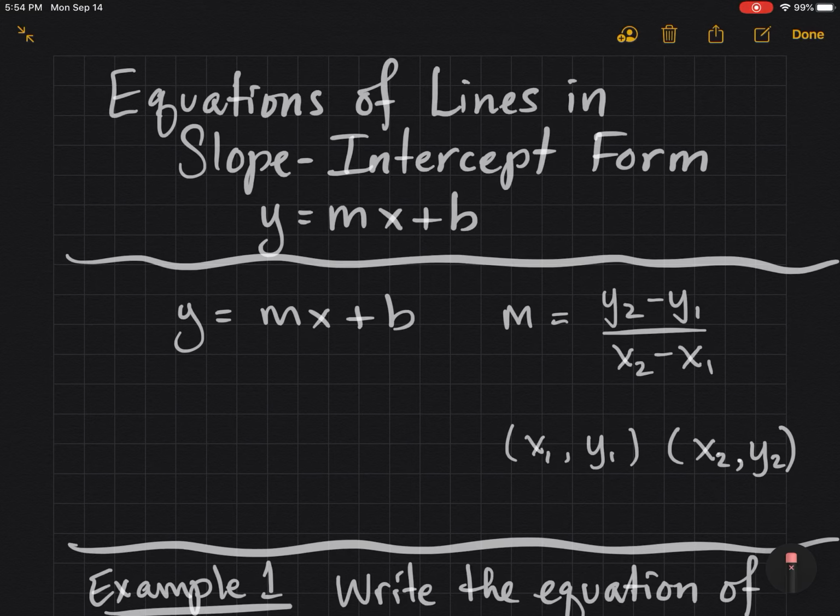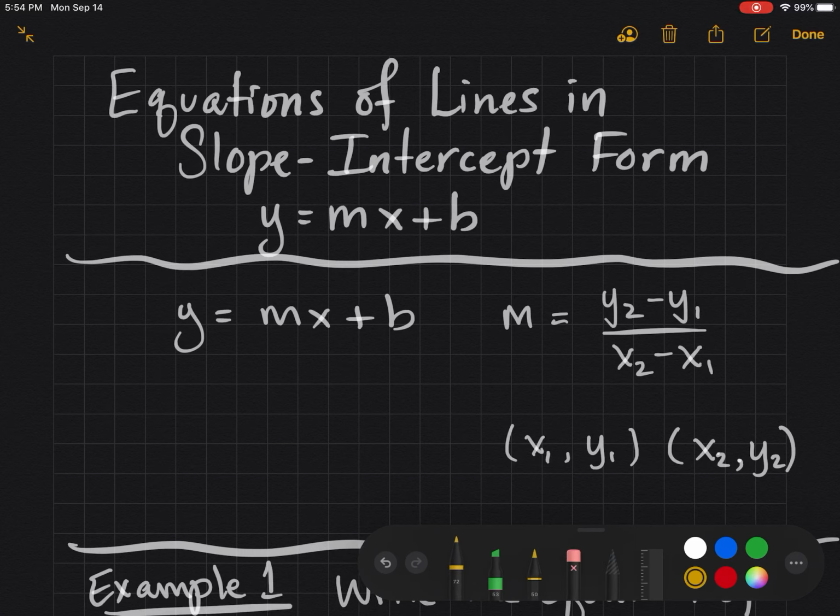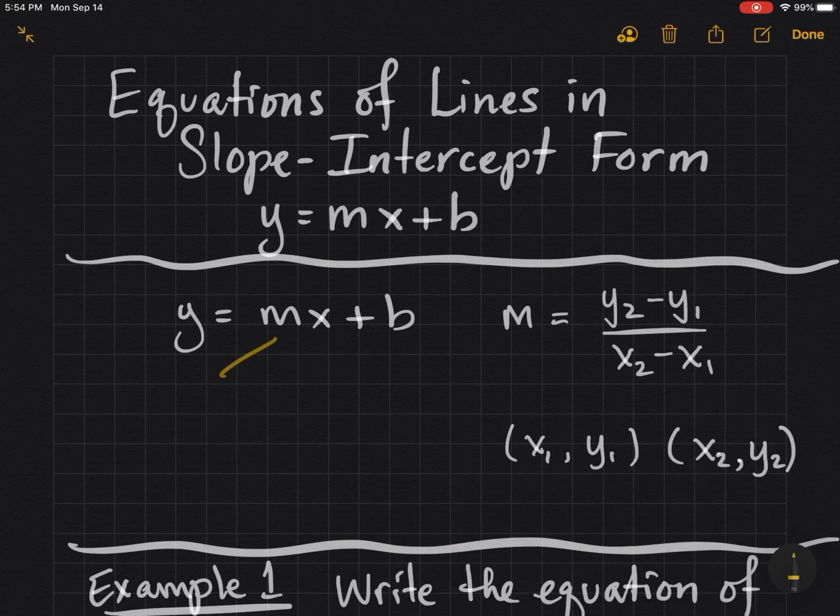Okay, class, today we'll be learning about equations of lines in slope-intercept form, y equals mx plus b. So today, we're going to start with the familiar equation. We remember that m represents slope and b represents the y-intercept.